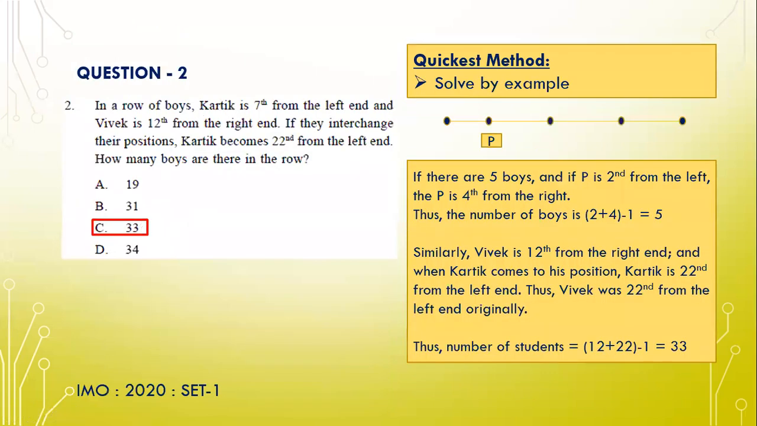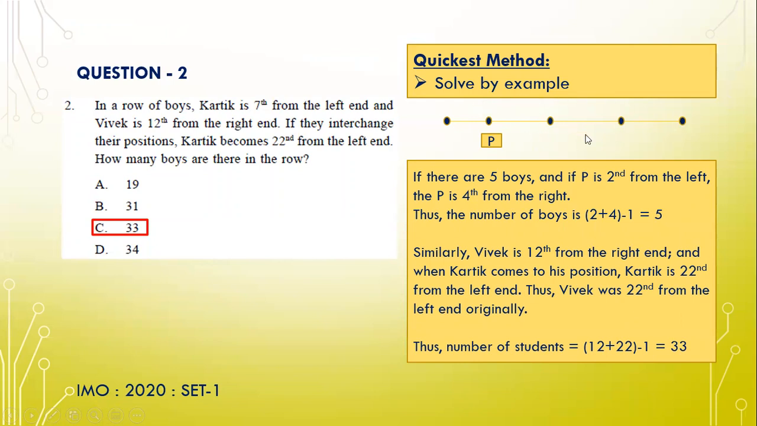Question 2. In a row of boys, Karthik is 7th from the left hand and Vivek is 12th from the right hand. If they interchange their positions, Karthik becomes 22nd from the left hand. How many boys are there in the row? We will solve this by example. Let's say there are 5 boys: 1, 2, 3, 4, 5. And P is second from the left hand and fourth from the right hand: 1, 2, 3, 4. He is fourth from the right hand.